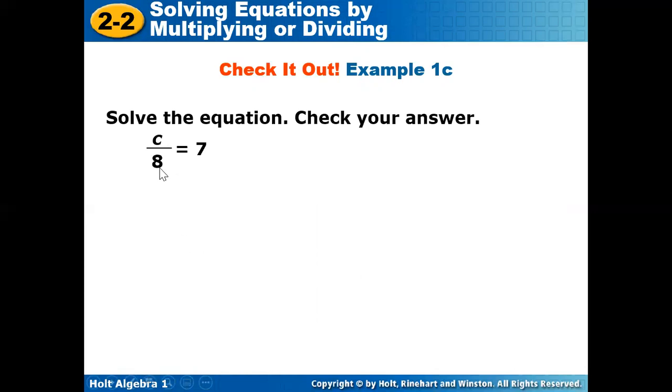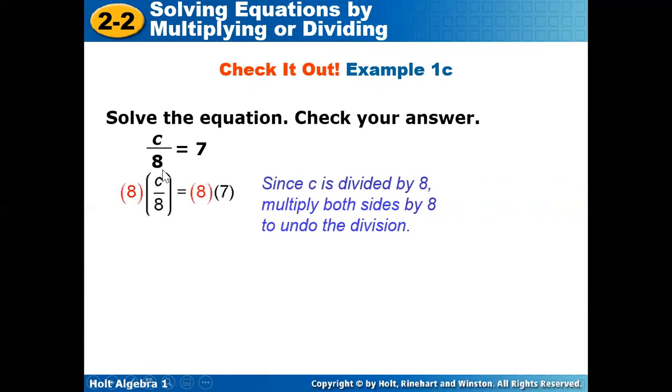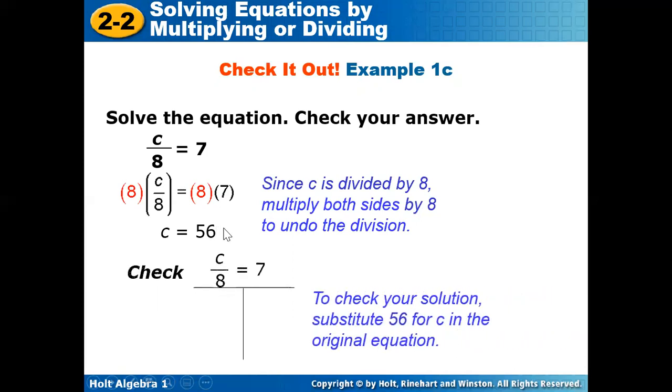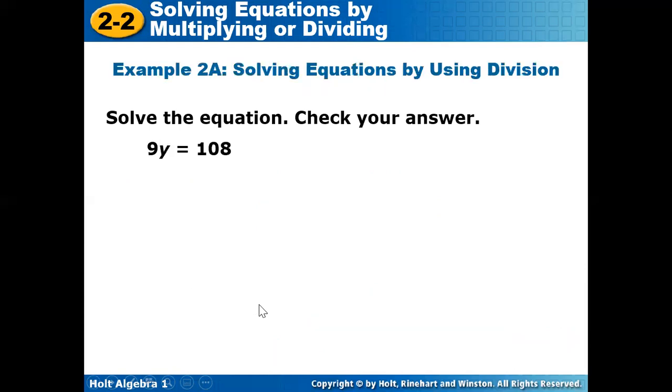You're dividing C by 8, so you're going to do the opposite operation, multiply by 8. The 8's cancel out. 8 times 7 equals 56. Plug it back into check. And here we go. 56 divided by 8 does indeed equal 7.